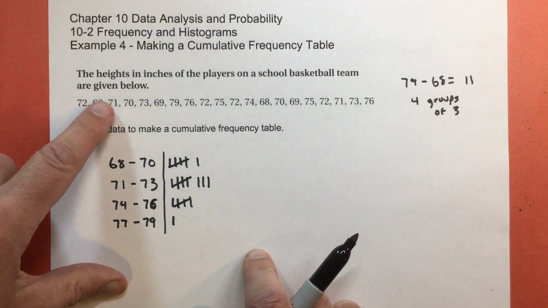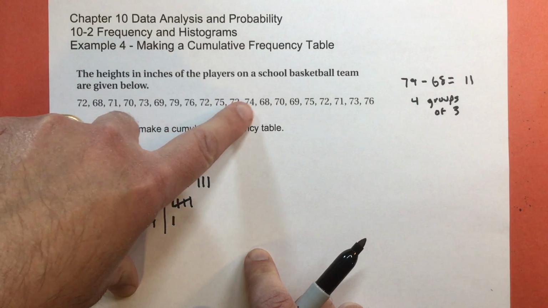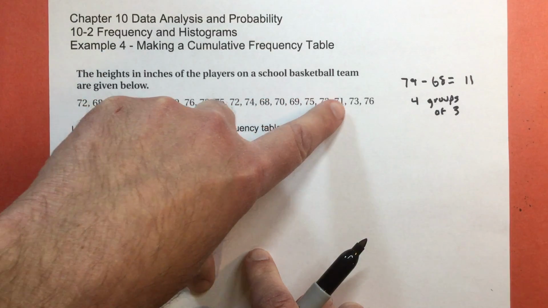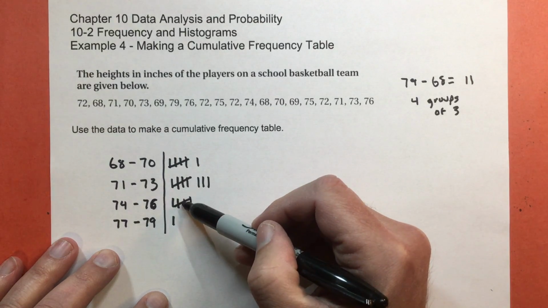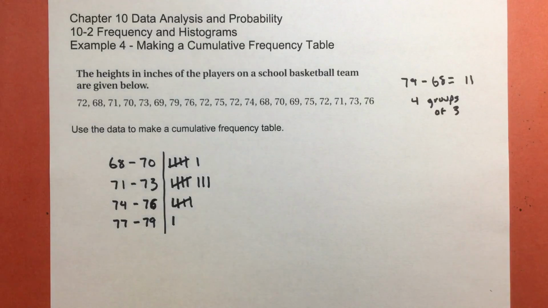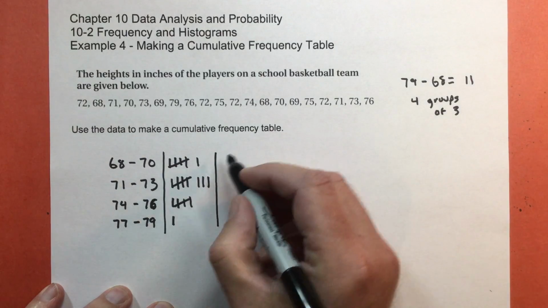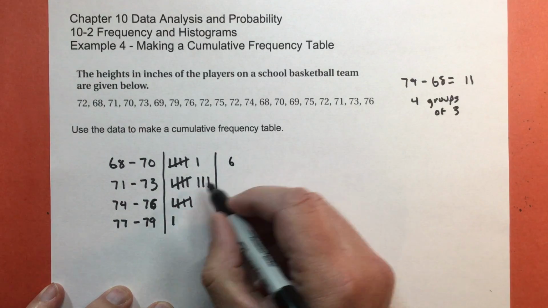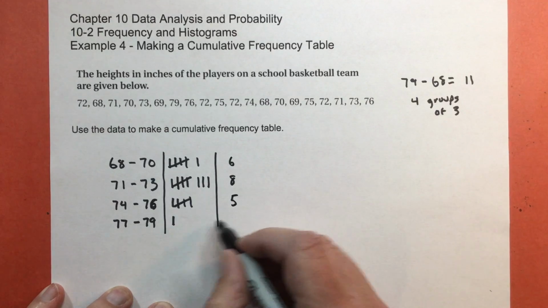So I'm just going to double check. I've got 1, 2, 3, 4, 5, 6, 7, 8, 9, 10, 11, 12, 13, 14, 15, 16, 17, 18, 19, 20 players. So I got 5, 10, 15, and 1, 2, 3, 4, 5. I've got all 20, so I think I'm in good shape. Now I'm just going to total all these up. This was 6. 5 plus 3 would be 8. This is 5. And this is 1.